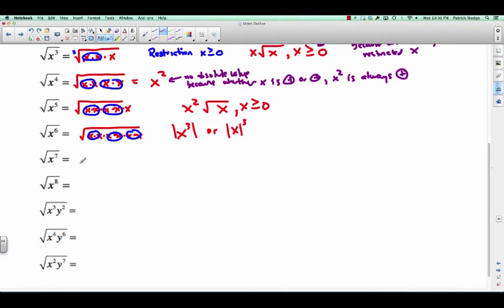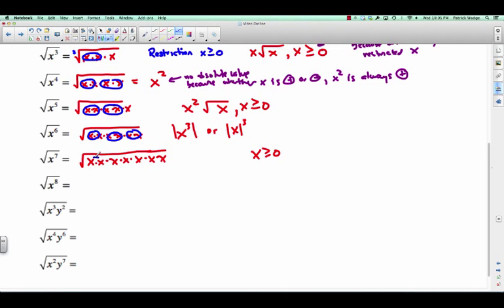Okay, next one, x to the 7th. 7 of these. 1, 2, 3, 4, 5, 6, 7. Do we need a restriction? Yes, we do, because it's an odd exponent, and so this middle part has to be positive, so you can't have a negative x there.